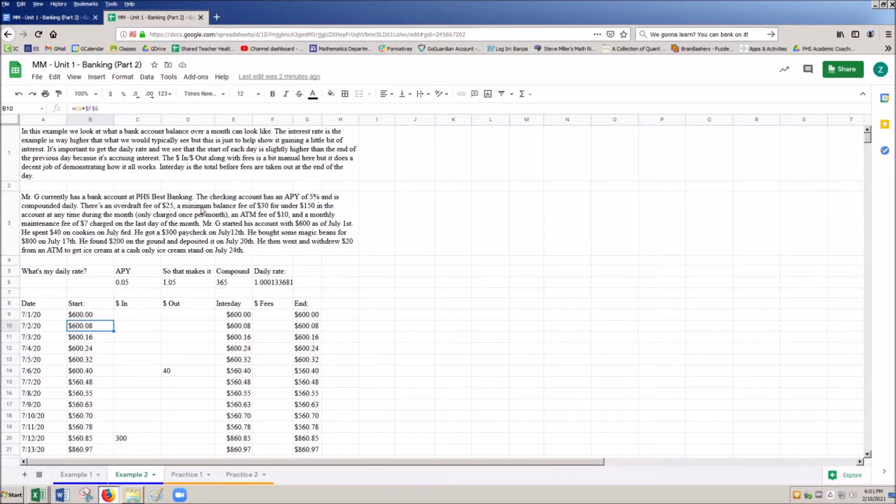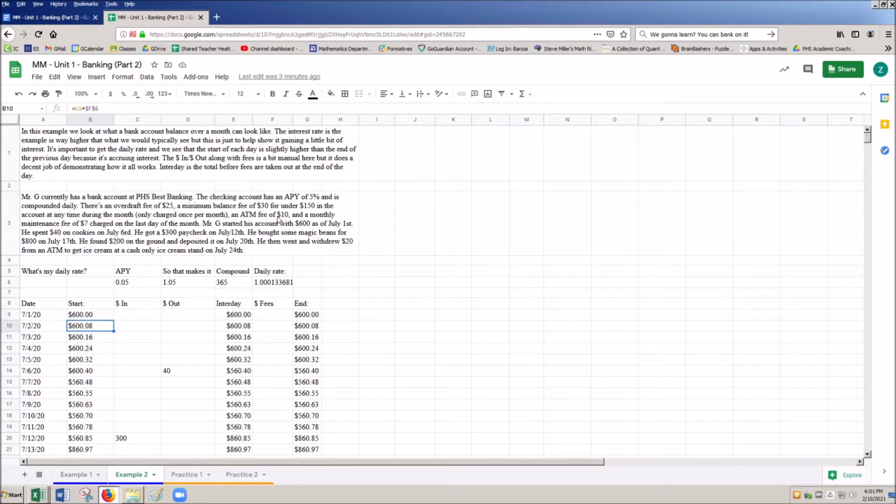We have a minimum balance fee of $30 for under $150 in the account at any time during the month, and it's only charged once per month. So basically, at any point in the month, if I dip below $150, say I've got $110 at the end of the day, I'm going to get charged a $30 low balance fee. We have an ATM fee of $10.